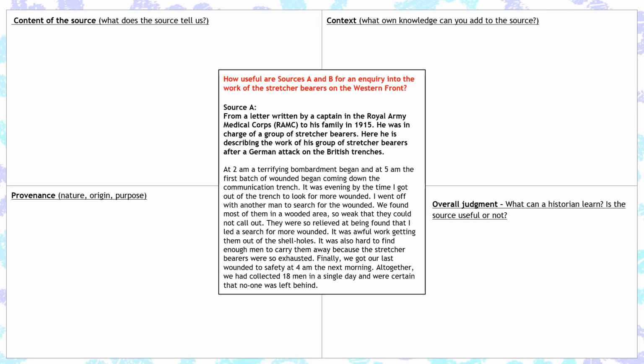So source A. Source A is a letter written by a captain in the Royal Army Medical Corps, or the RAMC, to his family in 1915. He was in charge of a group of stretcher bearers, and here he is describing the work of his group of stretcher bearers after a German attack on the British trenches. As I read through, you might like to make some notes about any of the different examples that you can see about stretcher bearers' work or the conditions that they worked in, and you might like to bullet point them. Or alternatively, if you wanted to print out this slide, you could print out the source and highlight it.